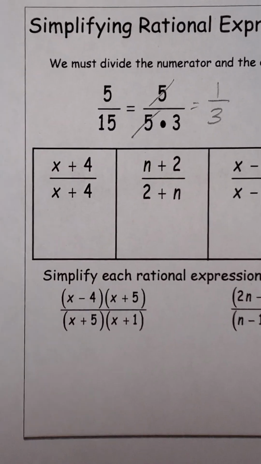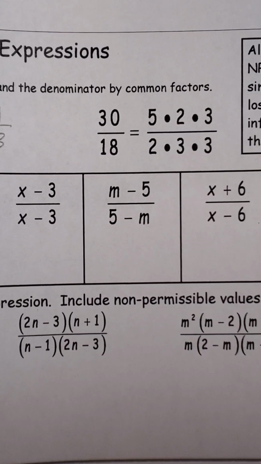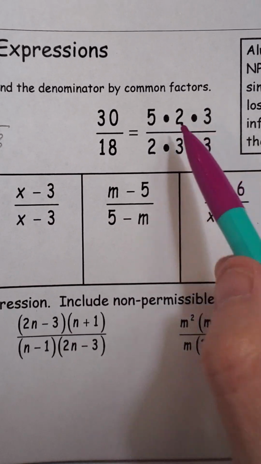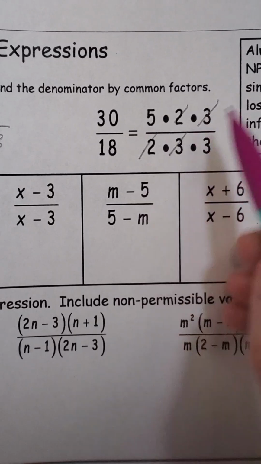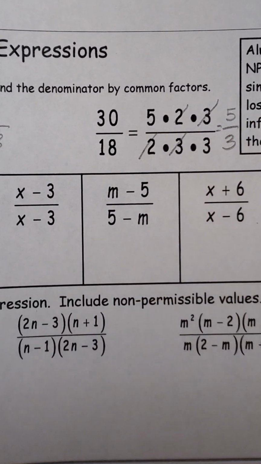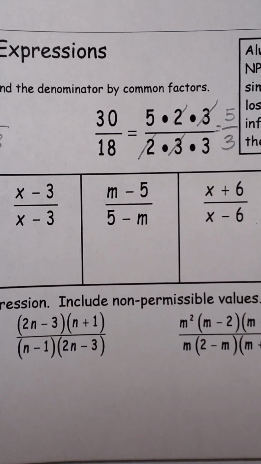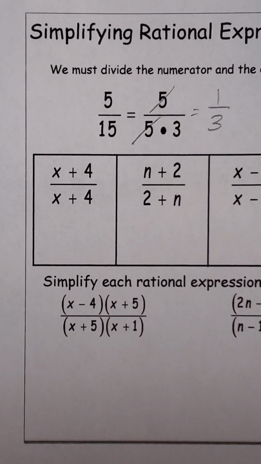So the next one that I've got is 30 over 18. I factored that. Well, we've got a 2 divided by 2 is 1. 3 divided by 3 is 1. And 5 over 3. I'm just going to give you some of the basics because sometimes students have a tendency of canceling things out that are not cancelable. So we're going to look at that.